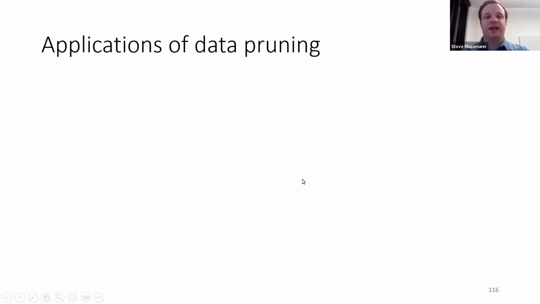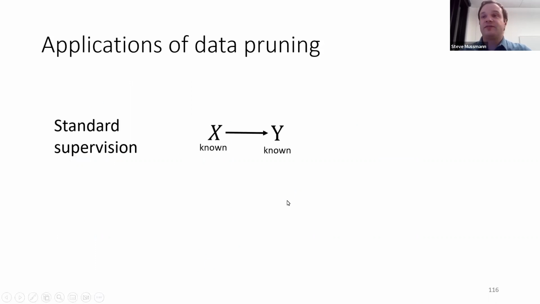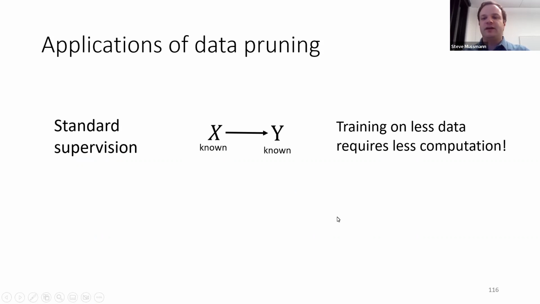What are some applications of data pruning? Well, one is for standard supervision, like I hinted at in the introduction. If you have a lot of data points where everything is known, both X and Y, the input and the label, then training on less data requires less computation. If you could prune out some of the data points, less computation is required to optimize. But there are also more nuanced applications as well.